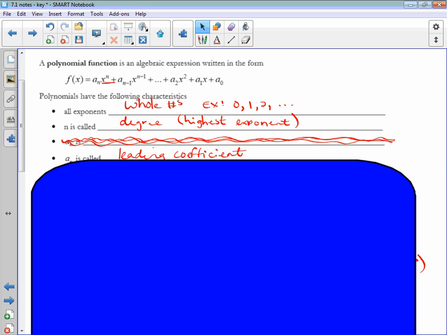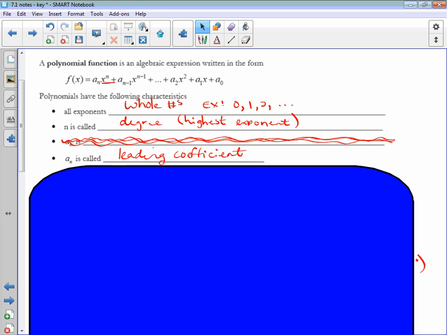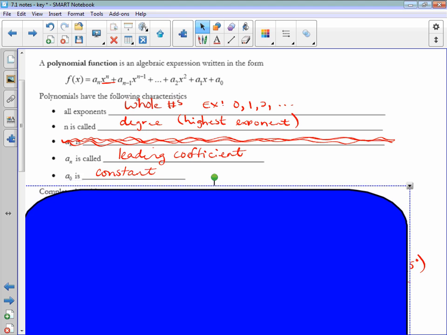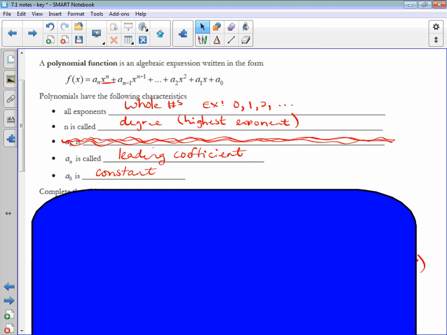We are skipping the next one. A sub n, that's your leading coefficient. Again, review there, you guys know leading coefficient and degree. And then a sub 0 from up above, that's just your constant. That's the number that doesn't have a variable with it. Okay.